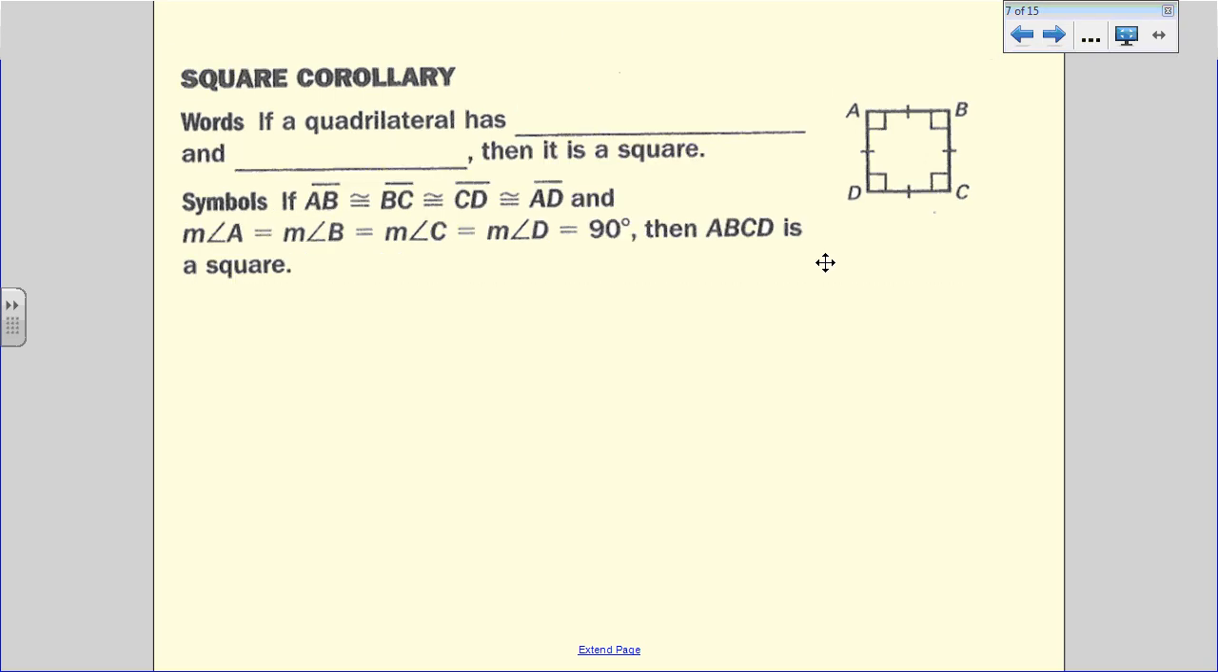And for the square corollary, you're putting those 2 together. So if the quadrilateral has 4 congruent sides and 4 right angles, then it's a square. So the square, that's why it says kind of like that most special. It's the best one because it has both of those characteristics. So in order to call it a square, I have to see the congruent sides, and I have to see the 4 right angles. So the square takes the most to prove.